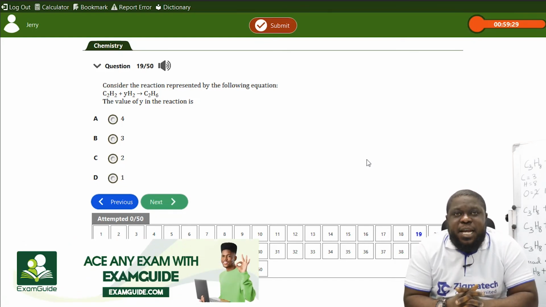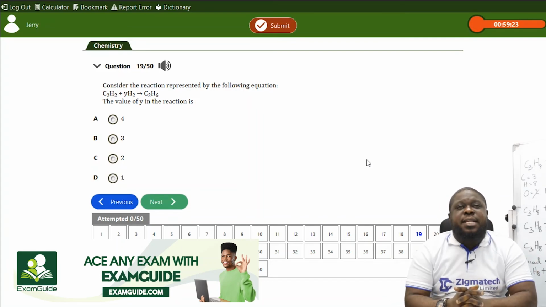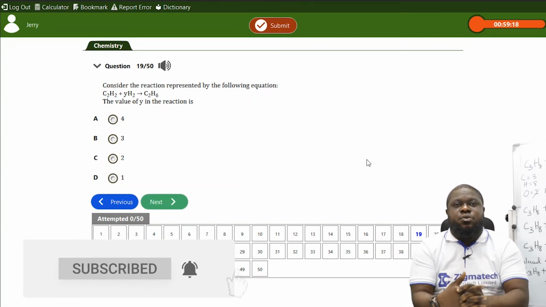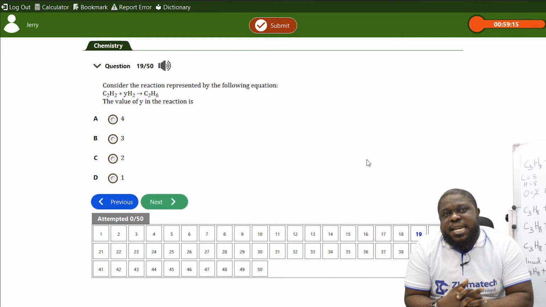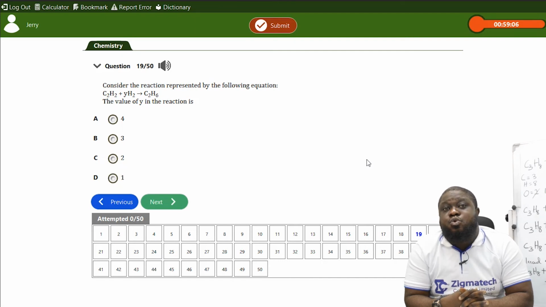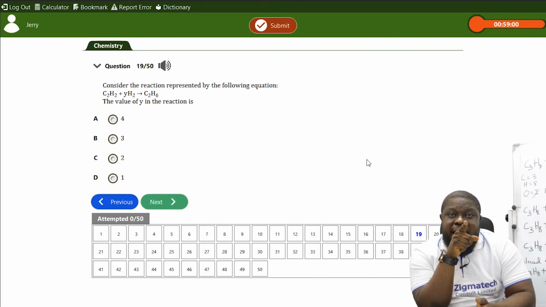Now, if you check this equation, it has two sides, the right and the left. They say C subscript 2, H subscript 2 plus y H subscript 2 gives C subscript 2, H subscript 6. If you check, the carbon is 2 here, and the carbon is 2 here. Hydrogen is 2 plus 4 on the left, and hydrogen is 6 on the right. In essence, hydrogen is not complete.